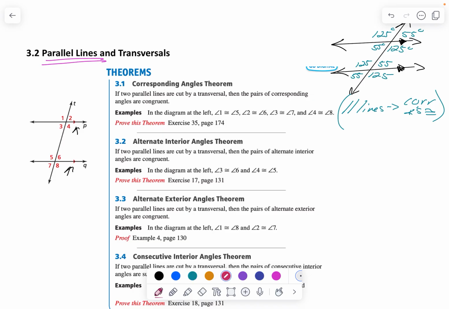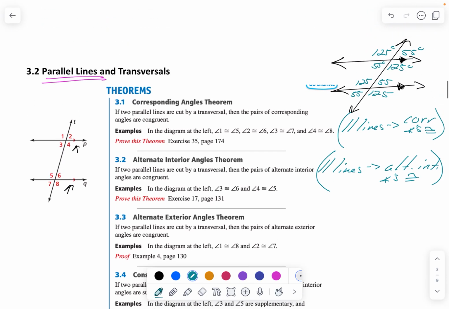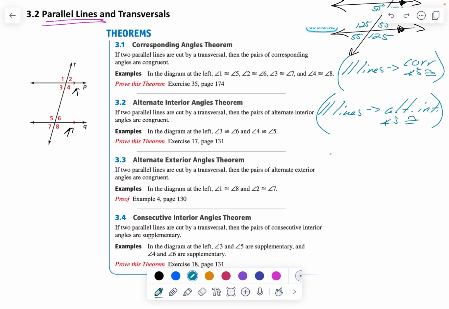Similarly, if we look at alternate interiors, see these would be in red, those would be alternate interiors. Again, they're congruent. So we're going to say if we have parallel lines, then alternate interior angles are congruent. And that's how we would write our reason. Now, let's look at alternate exterior. These would be alternate exterior angles. Again, they're congruent. So we're going to say if we have parallel lines, then alternate exterior angles are congruent.